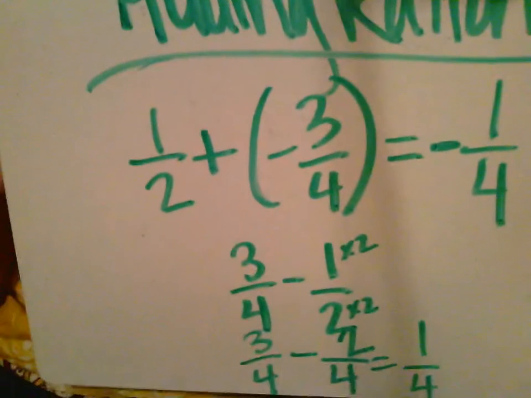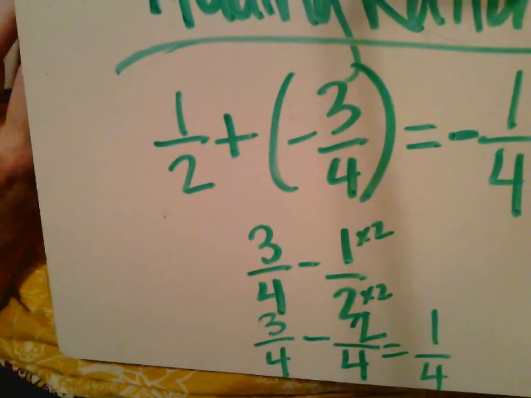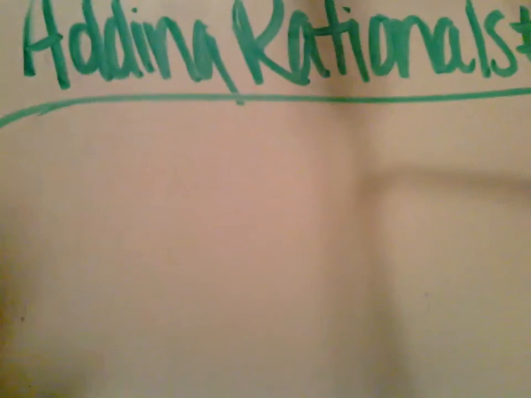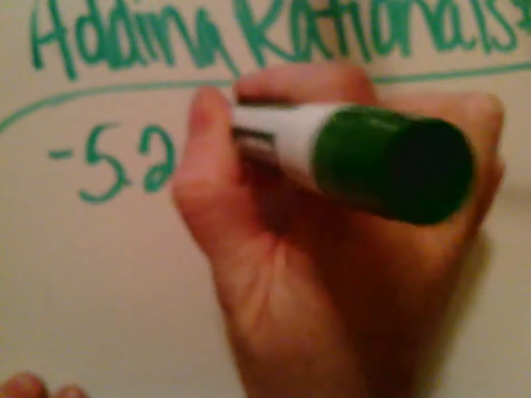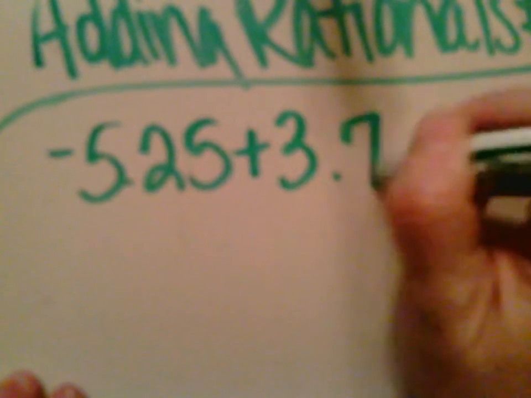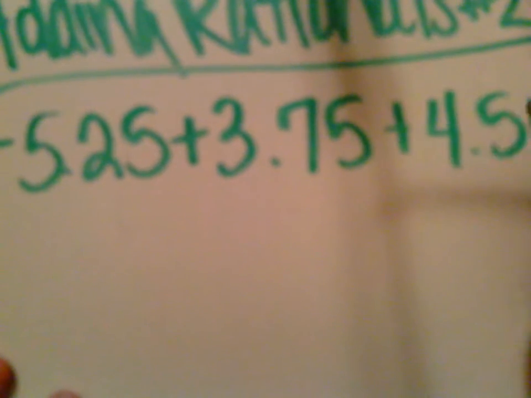Let's look at, sometimes you get these problems that are a little bit more lengthy, and they have 3 numbers in them. Let's see. I'll do a decimal one for this. It would be the same process for fractions, but I'll just want you to see another decimal one for now. All right, so if you have -5.25 plus 3.75 plus 4.50.